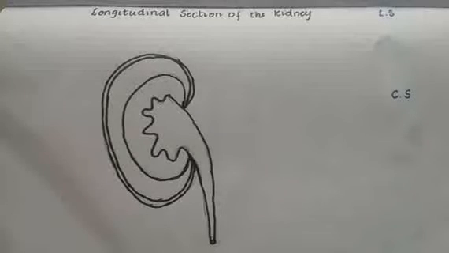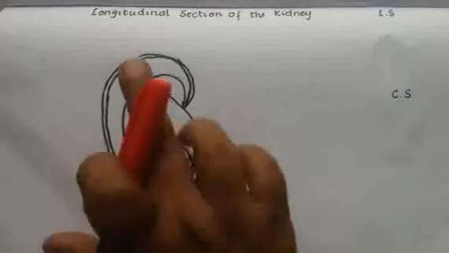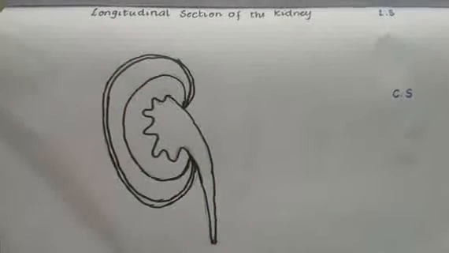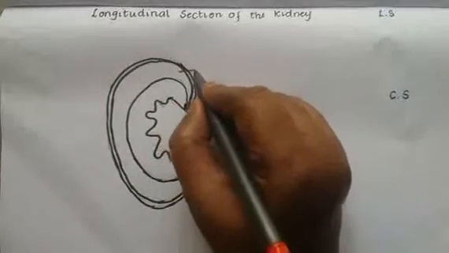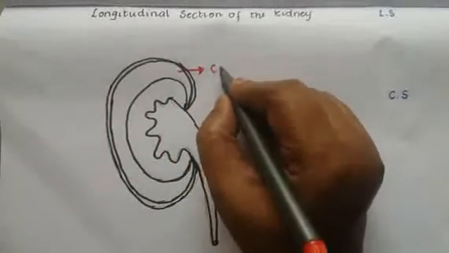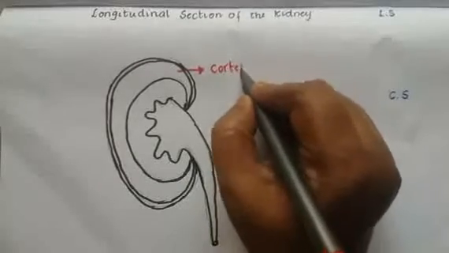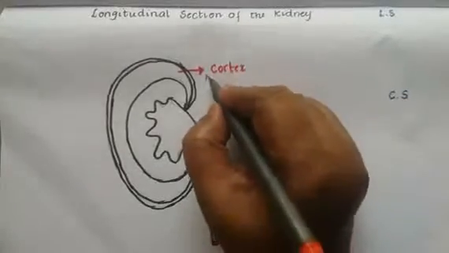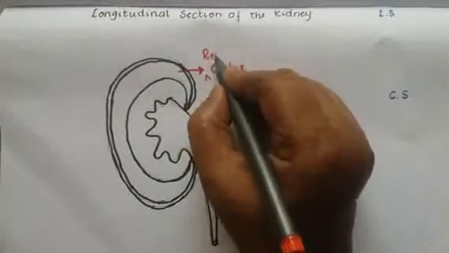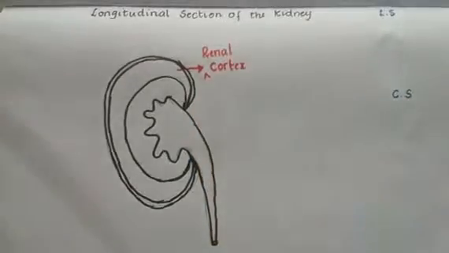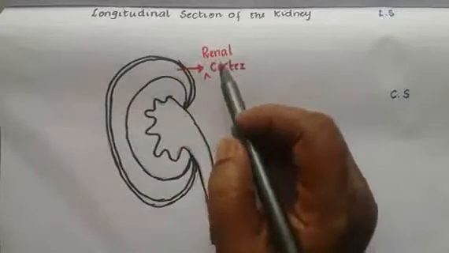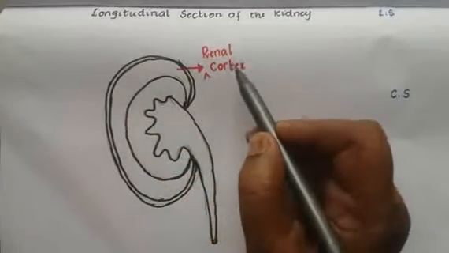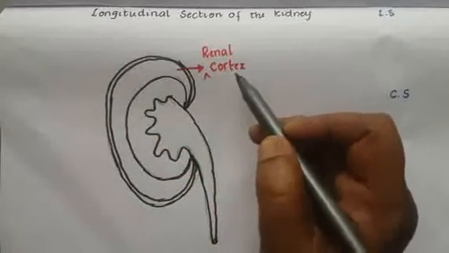Kidney comprises two regions in its longitudinal section. We call the outer region the cortex of the kidney, or we also name it the renal cortex. We know that whenever the words are associated with the kidney we use the word renal. So the outer region of the kidney is known as the renal cortex.